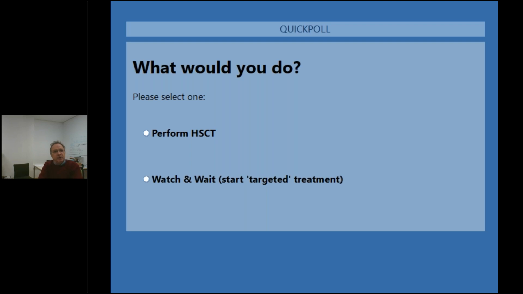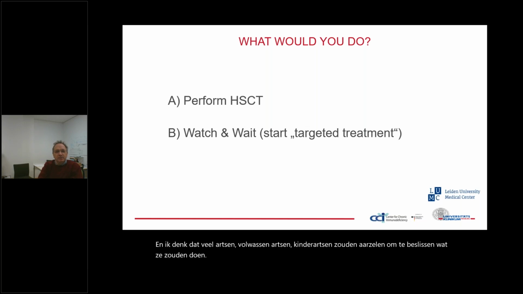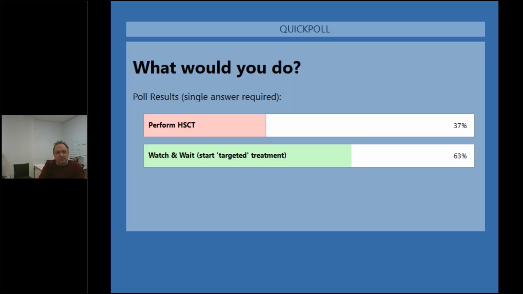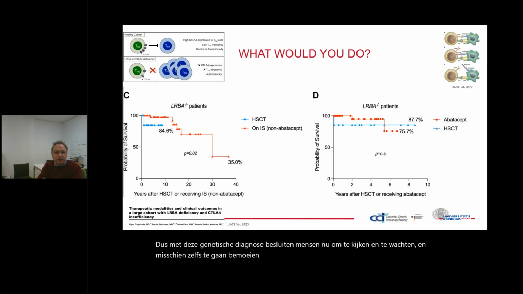How is the polling going? So most people have voted, and I'm sharing the results. 63% would watch and wait, while 37% would perform HSCT. So with this genetic diagnosis, people decide to watch and wait, and maybe even start treating the immune problem of CTLA4 haploinsufficiency with a treatment such as abatacept.